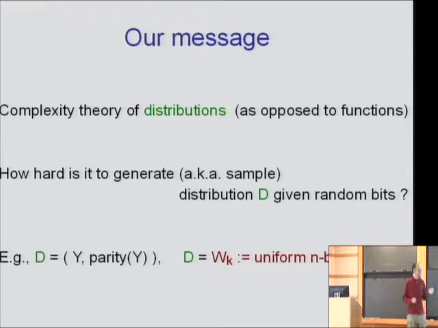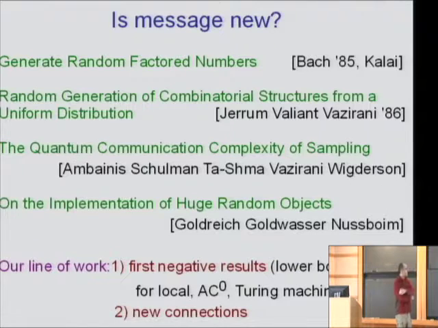All right, so is this message new? Here are a few papers which have considered complexity of distributions in some sense or the other. So Eric Bach in '85 showed this very cute thing that you can generate a random number together with its factorization. Okay, so although factoring is believed to be hard, you can sort of pretend to be factoring. I can give you a random number together with its factorization, which has some uses in cryptography.